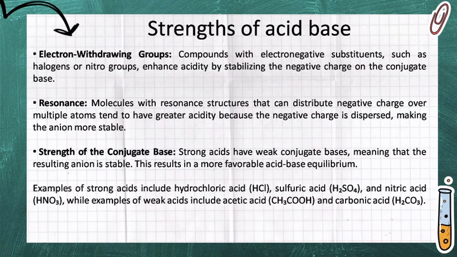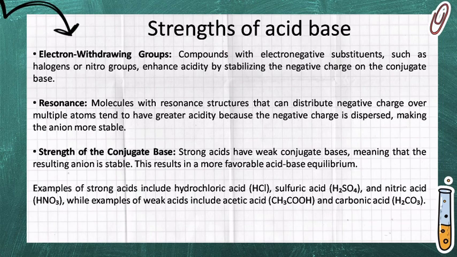B. Electron withdrawing groups. Compounds with electronegative substituents, such as halogens or nitro groups, enhance acidity by stabilizing the negative charge on the conjugate base. C. Resonance. Molecules with resonance structures that can distribute negative charge over multiple atoms tend to have greater acidity because the negative charge is dispersed, making the anion more stable.